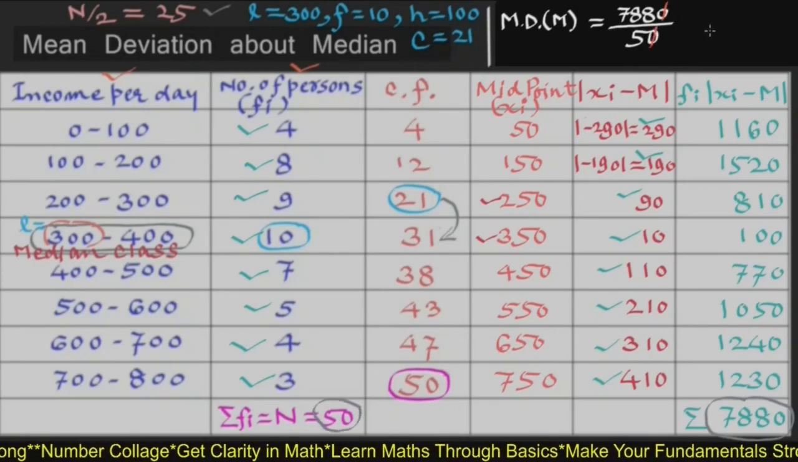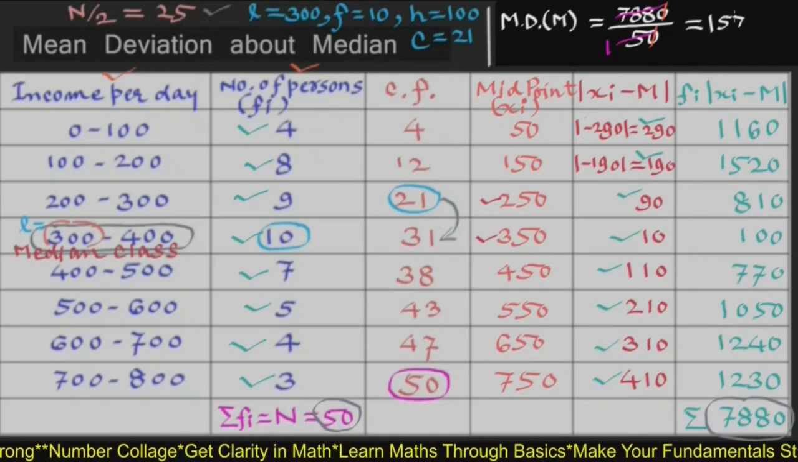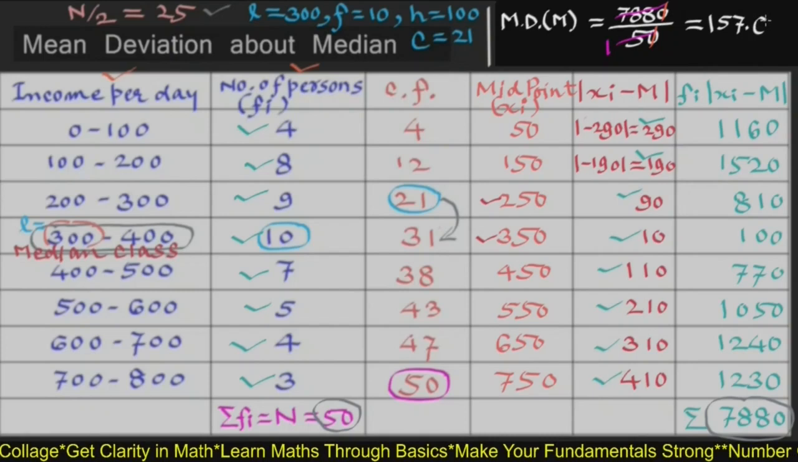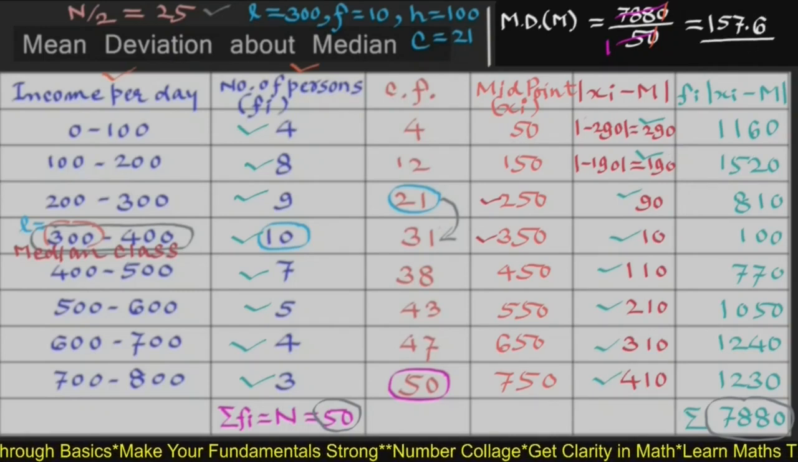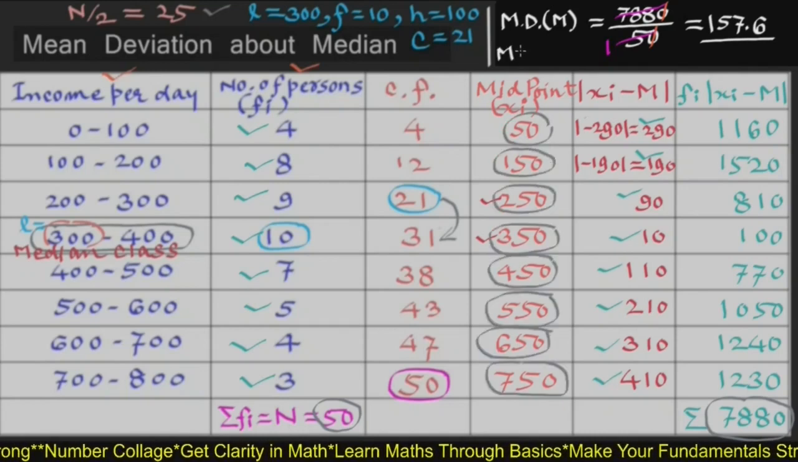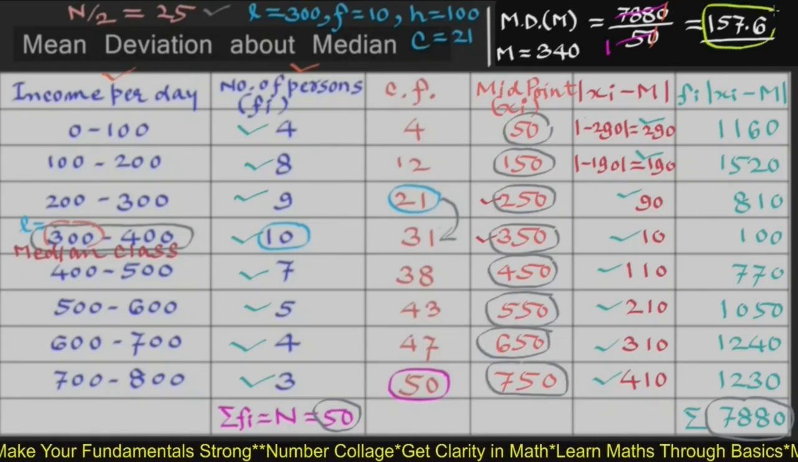Cancelling 0, this will give us 5 ones are 5, 5 fives are 25, 5 sevens are 35, 5 sixes are 30. This can be interpreted as the average distance of each midpoint from the median 340, which is 157.6.